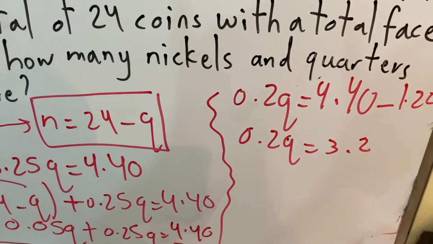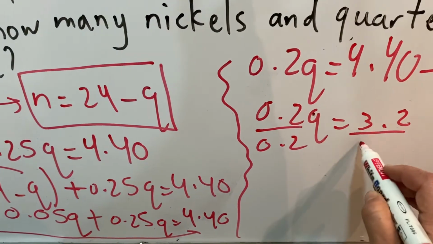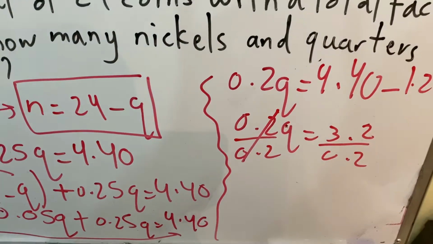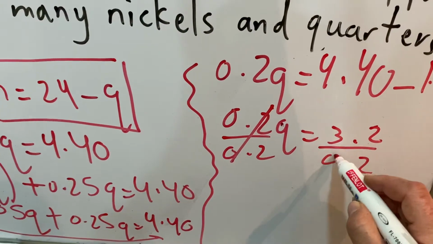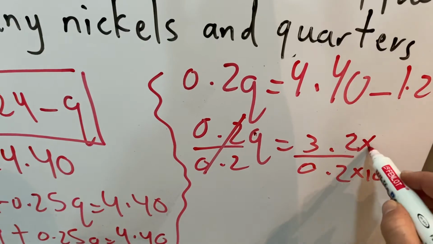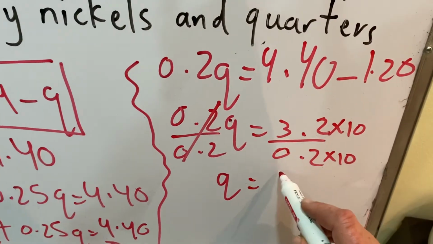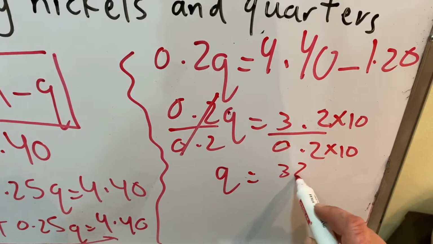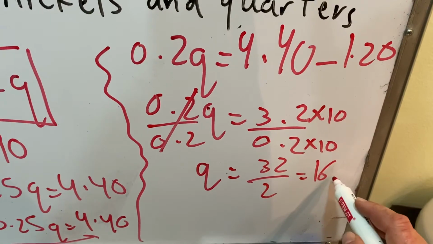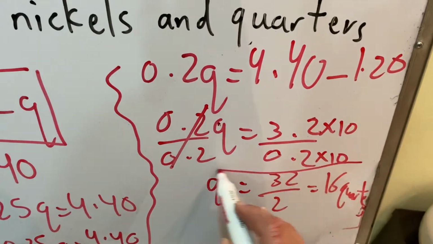Now I need to isolate Q, so I divide both sides by 0.2. Now these cancel each other. I cannot divide like this. I have to multiply the denominator by 10, so also I multiply up by 10. So Q equal, when I multiply by 10, this decimal moves to the right, it will become 32 over, and here also moves to the right, 32 divided by 2, which is 16 quarters. I have here how many Q.